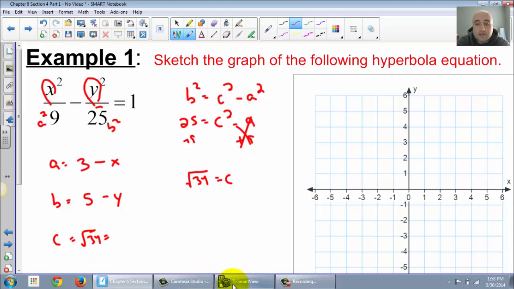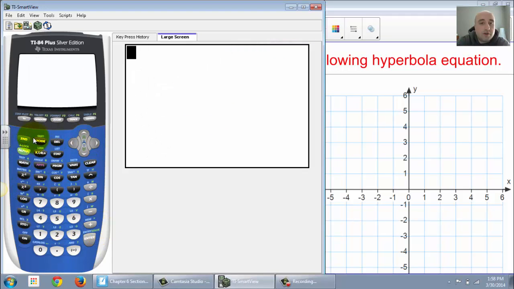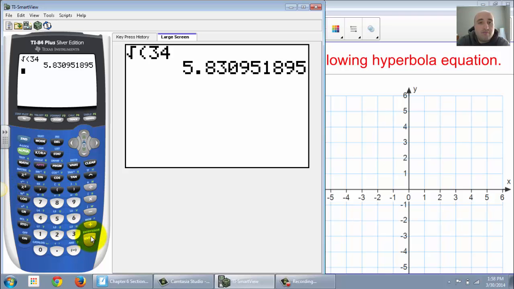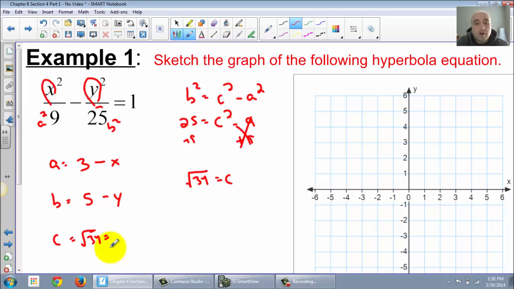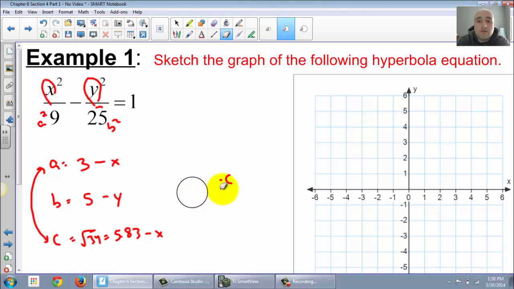Let's figure out what that is as a decimal. Square root of 34 is 5.83. Okay, 5.83. And remember, A always goes with C. So if we're on the x-axis for A, we're going to be on the x-axis for C. Okay, I'm going to get rid of this right now. We don't need this anymore.